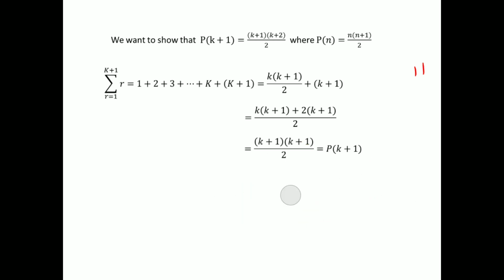So as we continue, hence we can conclude that the statement is true for all positive integers. Okay, so let's see another example.